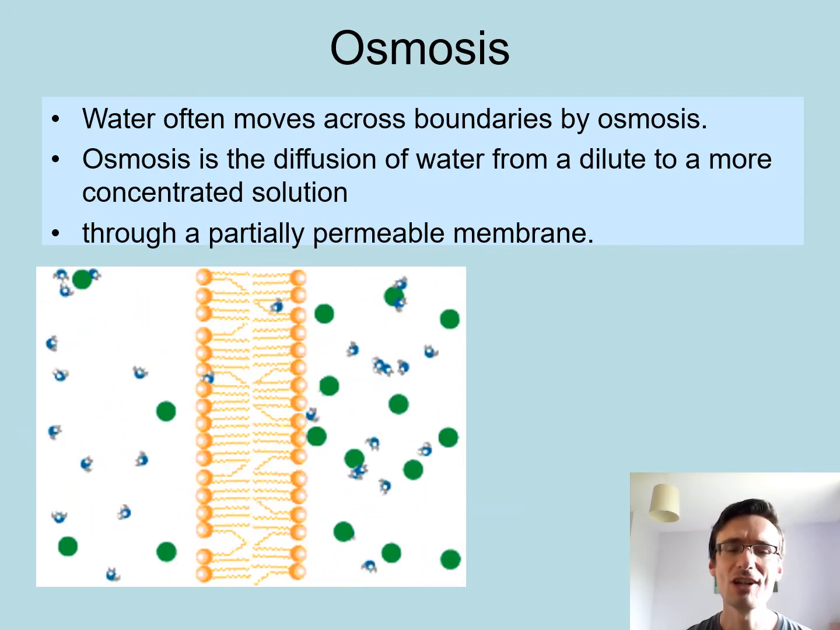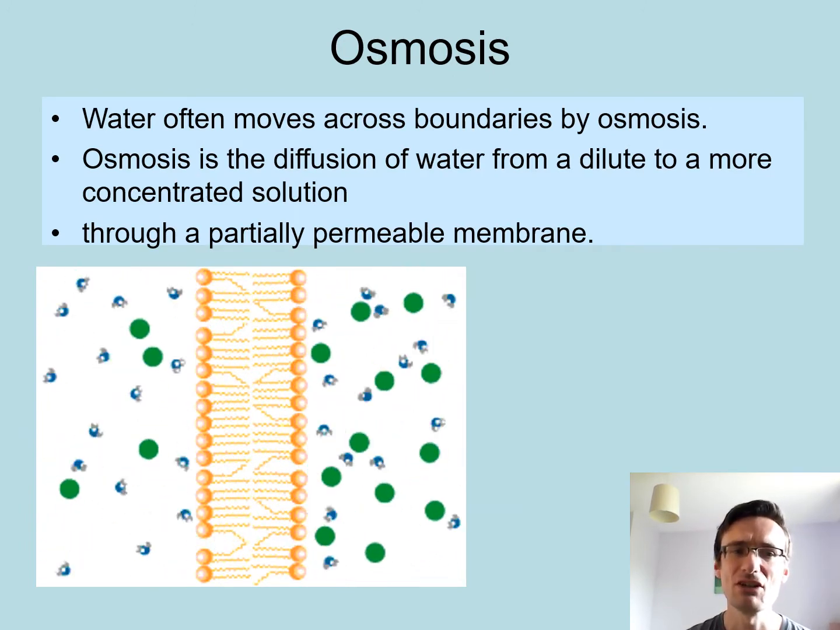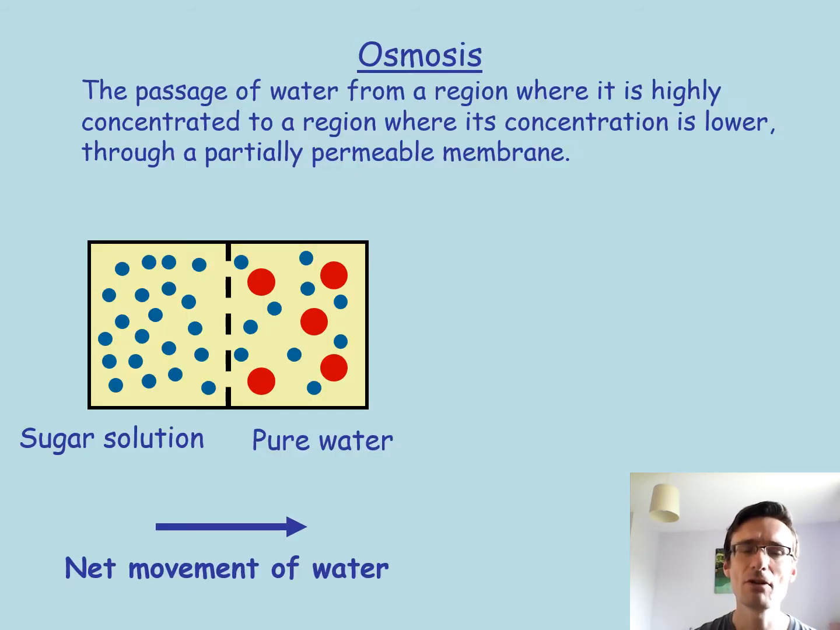So at GCSE, you would have described osmosis as water moving across boundaries. It's the diffusion of water molecules from a dilute to a more concentrated solution, or you might have said, possibly, from a higher to a lower water potential, which is what we're going to look at today. And it's always through a partially permeable membrane. Don't write that definition down yet because we're going to look at a better definition later on. But basically what happens here is this.